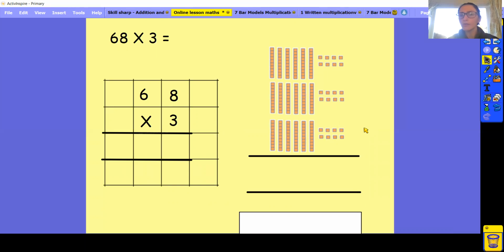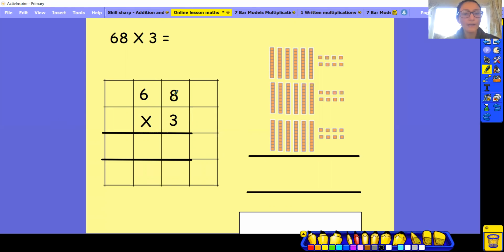So remember our success criteria. We always start with the ones column. So I've got to do 8 times by 3. Now, if you're not so sure on your 8 times tables, you could do something else. You could do 3 times 8 because we know that times table is commutative. Well done if you knew that.